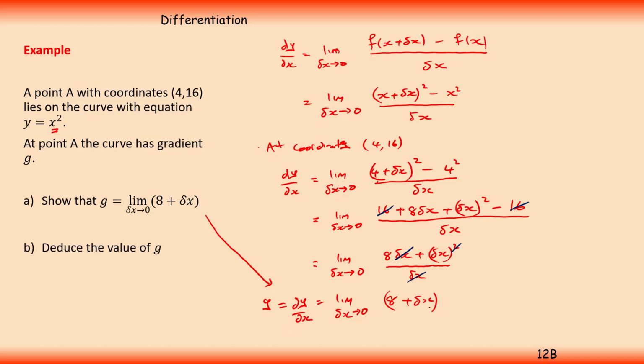So that's part A done. And then part B says find the value of g. Well, we take the limit. As delta x tends to 0, dy over dx, or g, is equal to, that goes to 0, so we're left with 8. So g equals 8, and we prove that. So hit pause, copy the notes down, and I've got some questions for you.